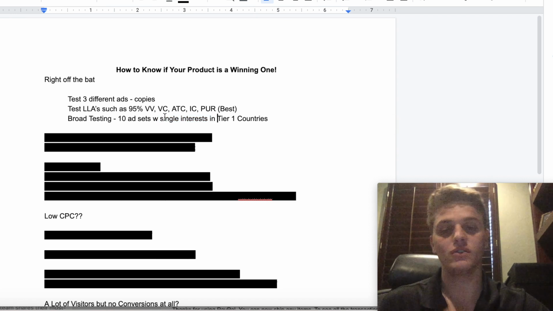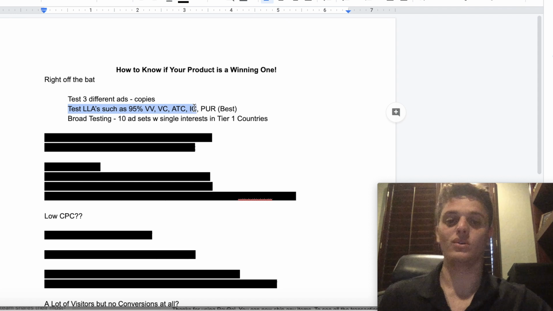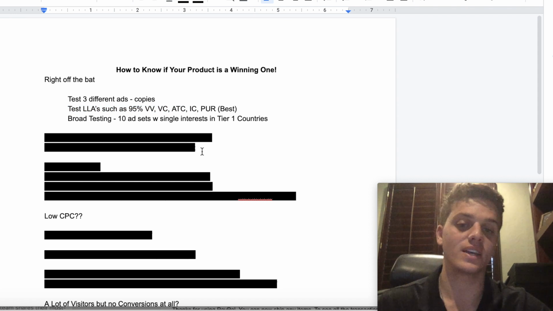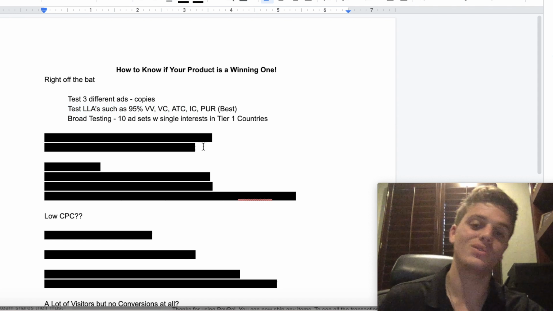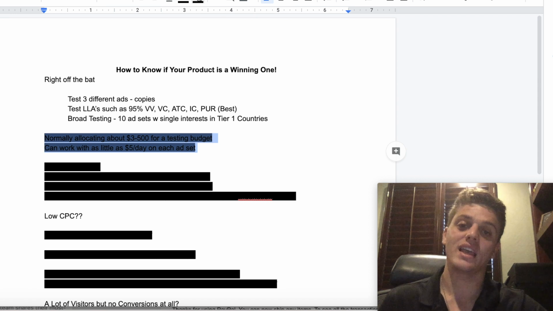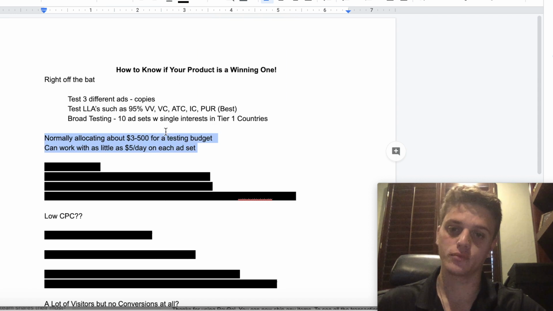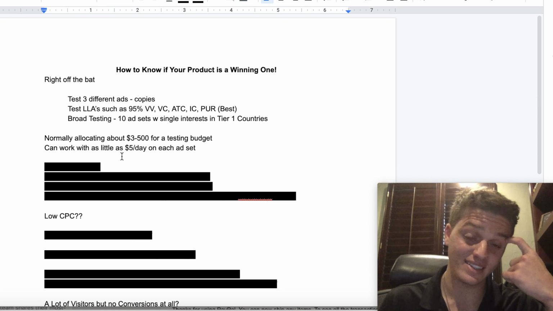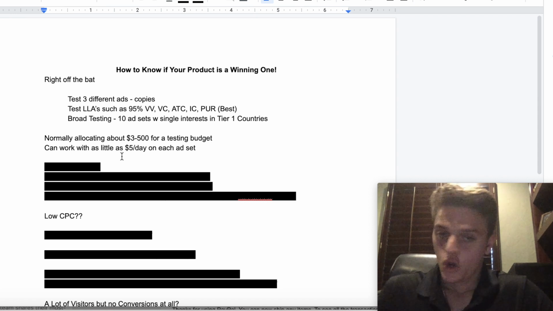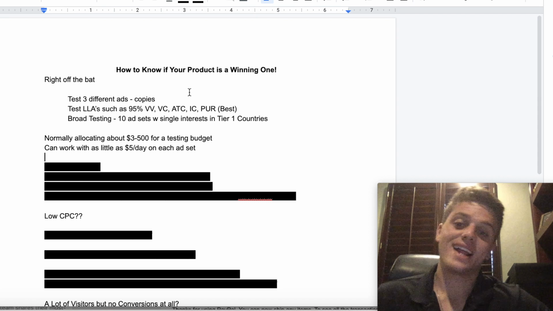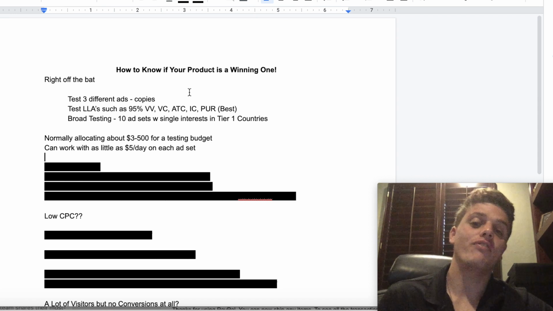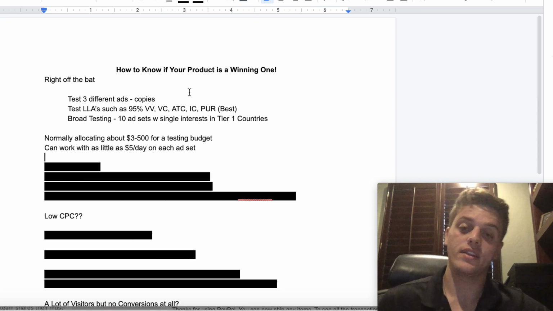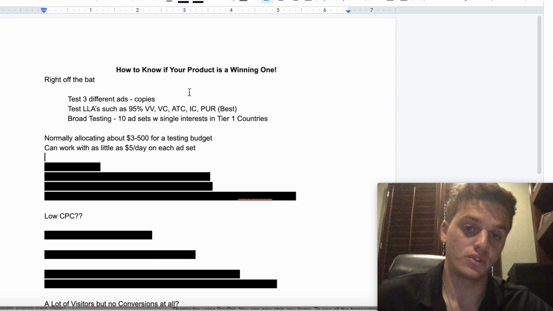From there, once you've gathered some data, you can start to do these lookalike audiences. This is your essential testing, and you will need these in place in order to even determine if or if not your product is winning. A lot of people get really frightened by this because they feel like this is a ton of money. Normally, with this strategy that I set out is allocating about $300 to $500 on a testing budget. And this can work with as little as $5 a day, easy.